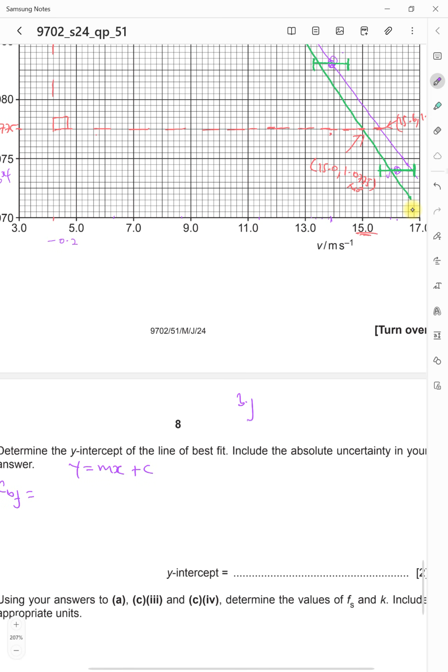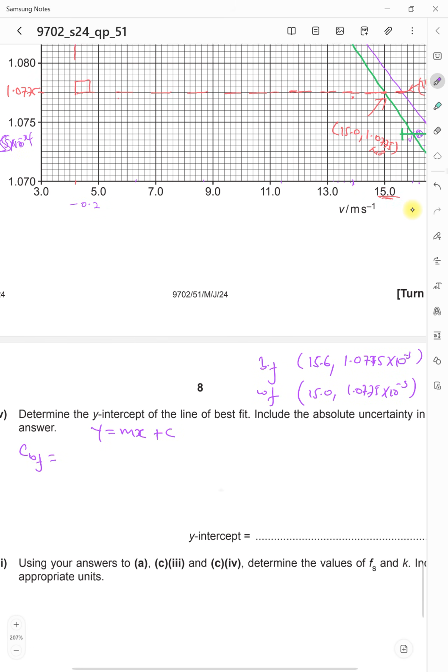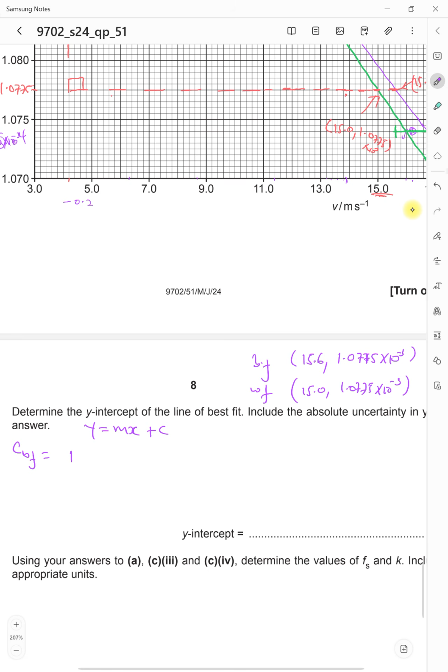For the best fit, I had 15.6 and 1.0775 times 10 to the power of minus 3. And then for the worst fit, I'll just take 15.0 and 1.0775 times 10 to the power of minus 3. I just need a point from the line. So for the best fit, the y value I'm taking is 1.0775 times 10 to the power of minus 3.